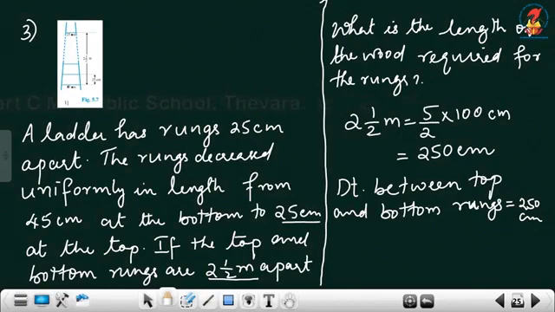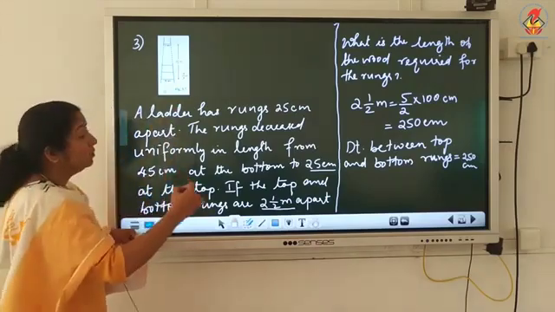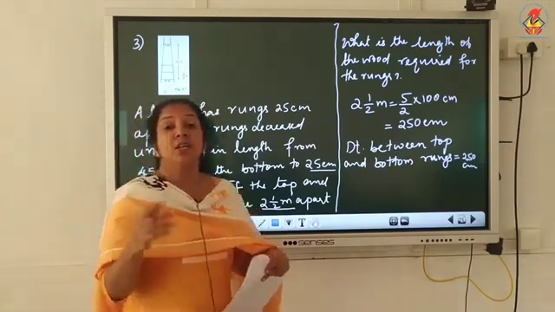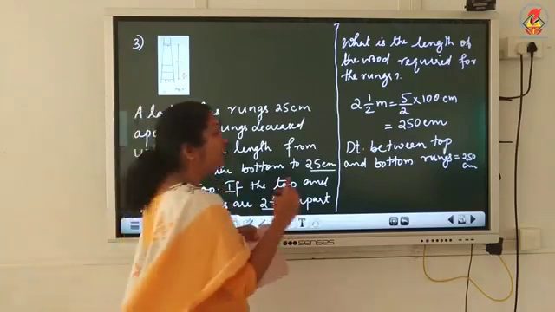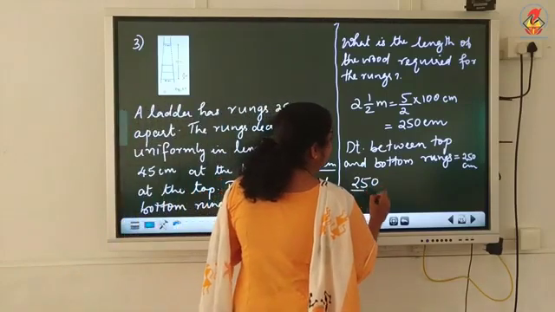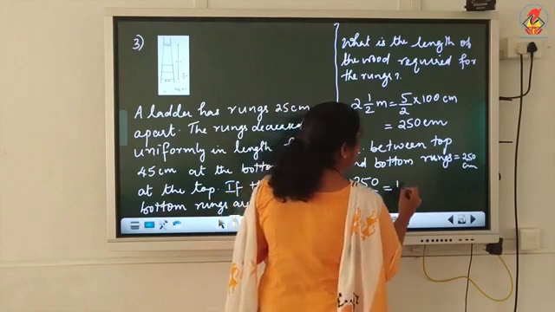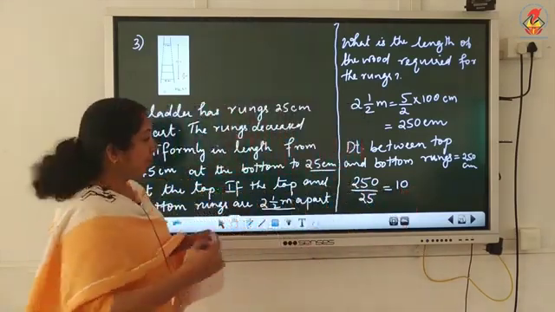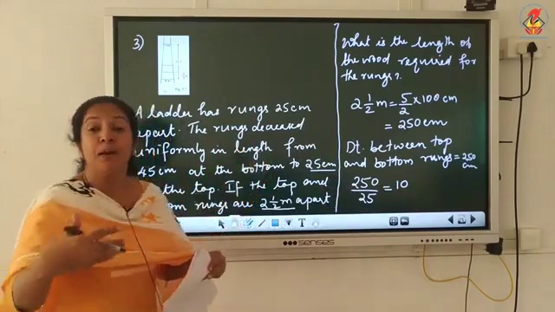A ladder has rungs 25 centimeter apart. That means the total length 250 centimeter is divided into equal parts of 25 centimeter. So what we have to find is how many 25s in 250 centimeter. So 250 divided by 25 is equal to 10. So 10 equal parts are there.